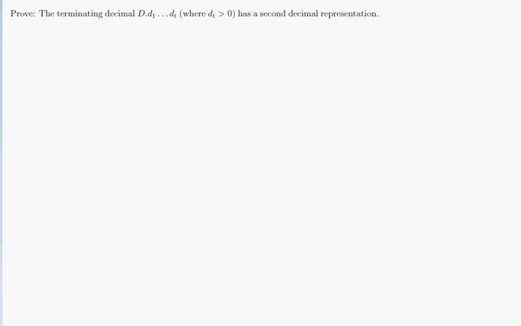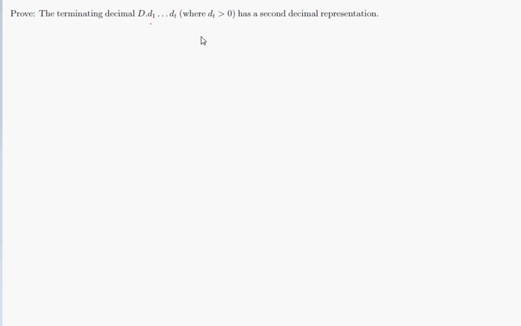Prove that the terminating decimal d.d1 d2 ... d sub t, where d sub 1 is the 10th digit, d sub 2 is the 100th digit, and the final one, d sub t, is the 10 to the minus t digit, has a second decimal representation. We proved that if a real number does not have a terminating decimal representation, then the representation is unique. However, if a number has a terminating decimal representation, then the representation is not unique. There actually is a second representation.